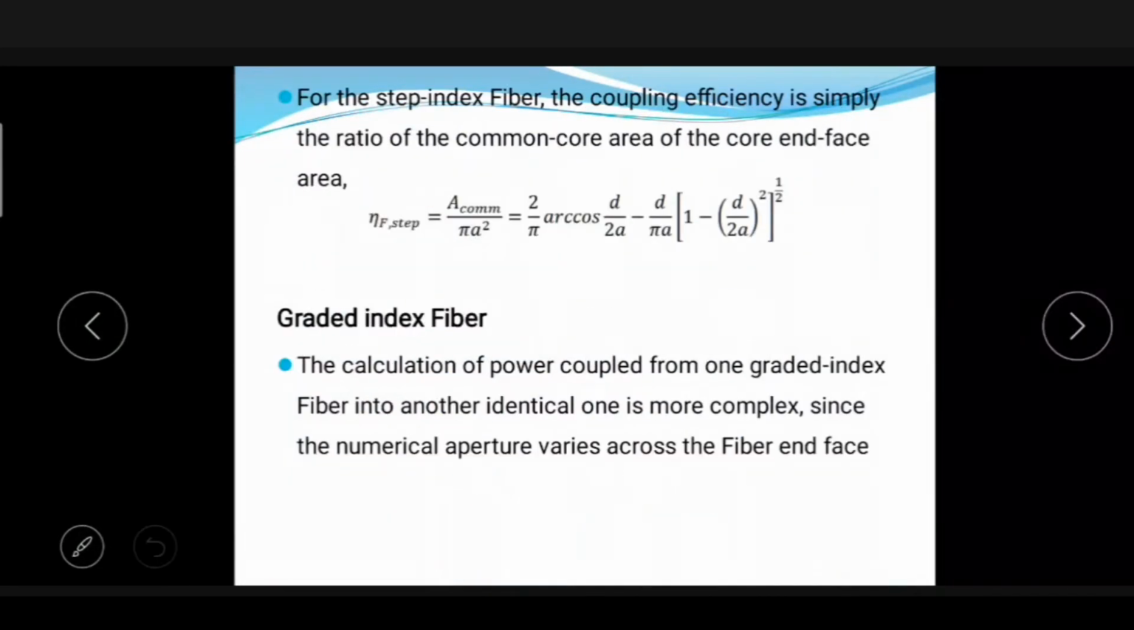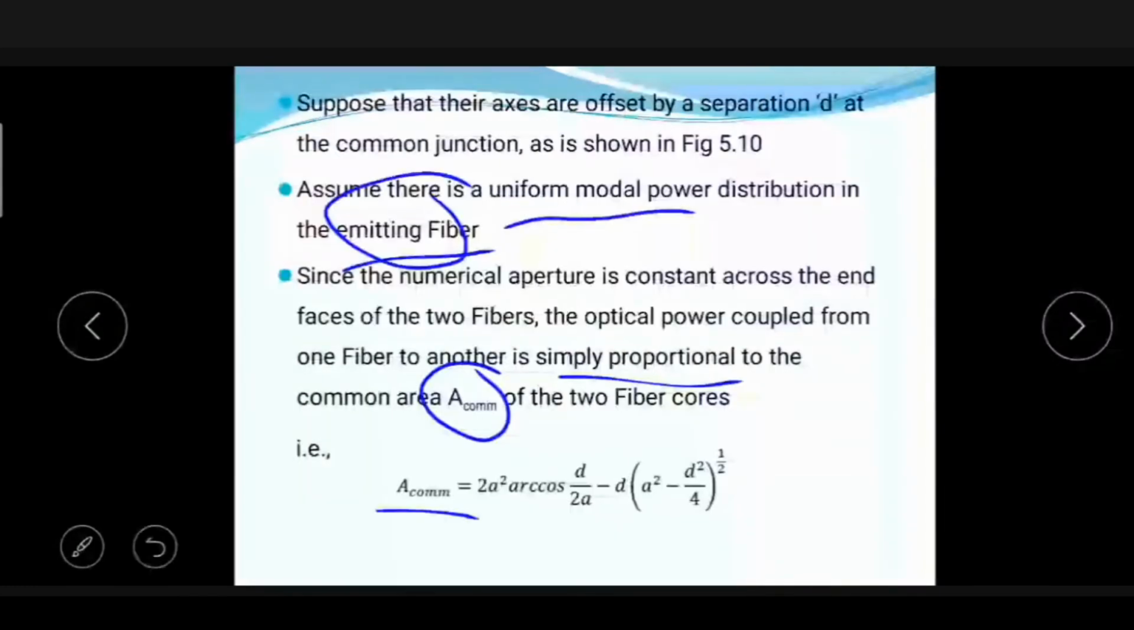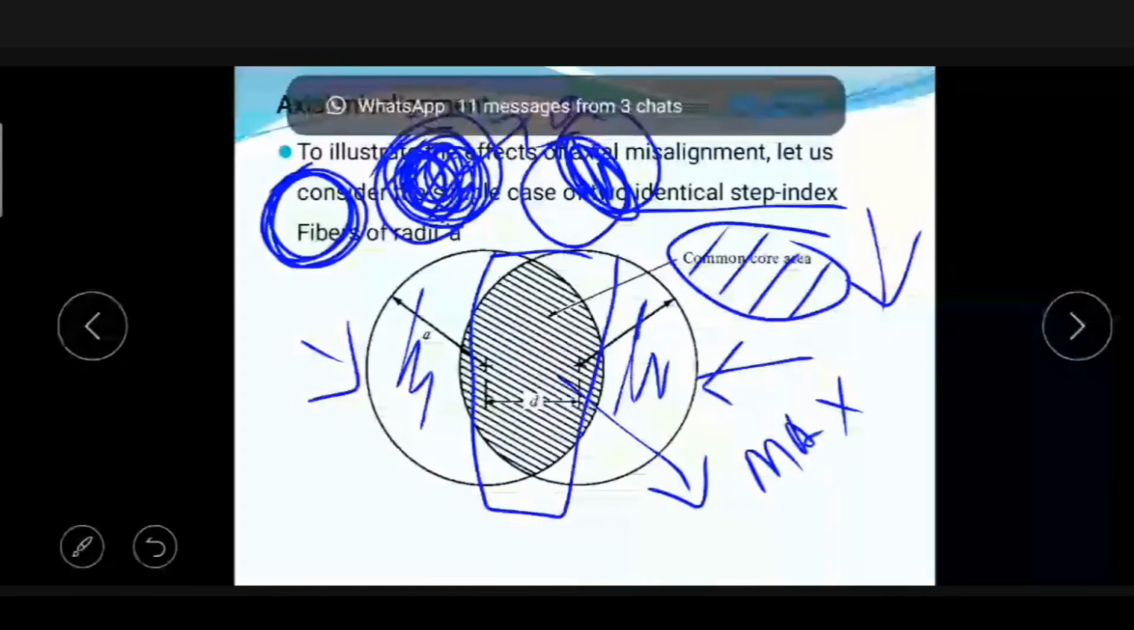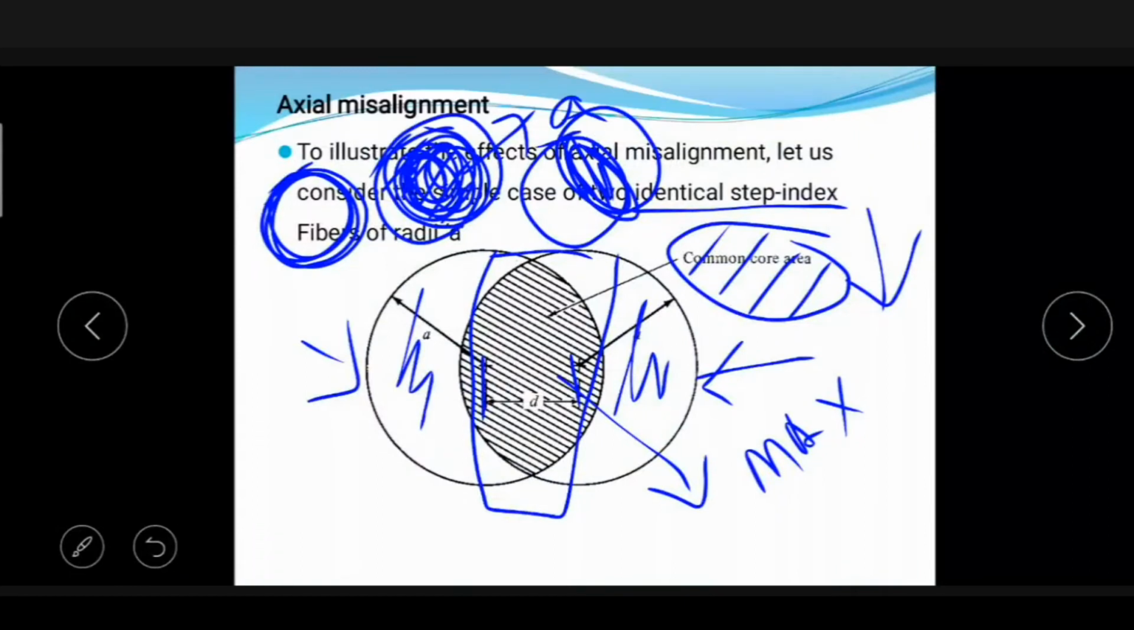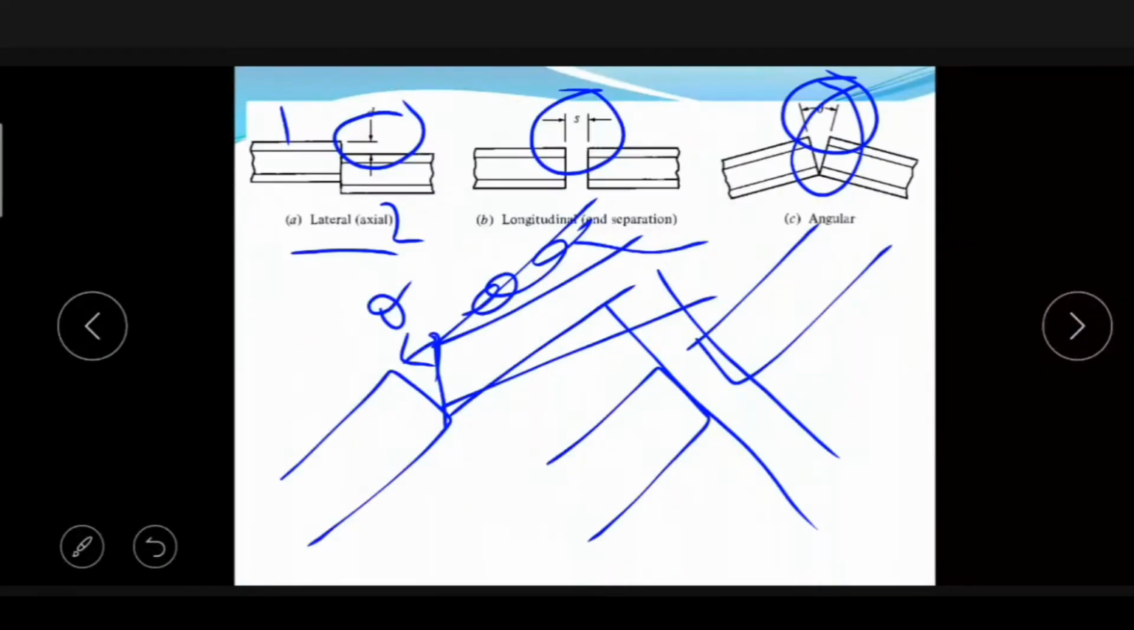Then in this you can see A common, or area common, is given by 2a square into cos inverse of d by 2a, minus d into (a square minus d square by 4) to the power half. A is the fiber core radius and d is the distance of separation, not diameter here, because we're considering misalignment. So d is the distance between the two fiber core axes.